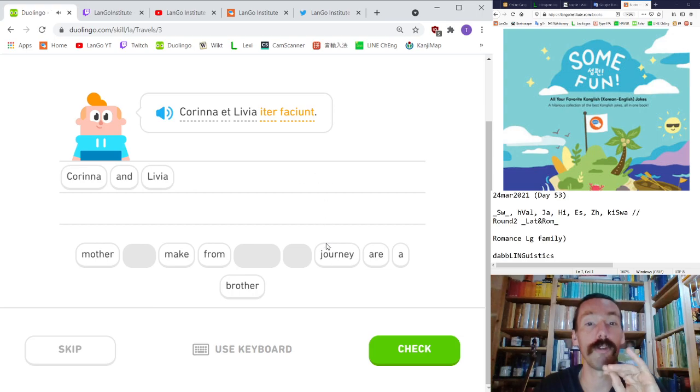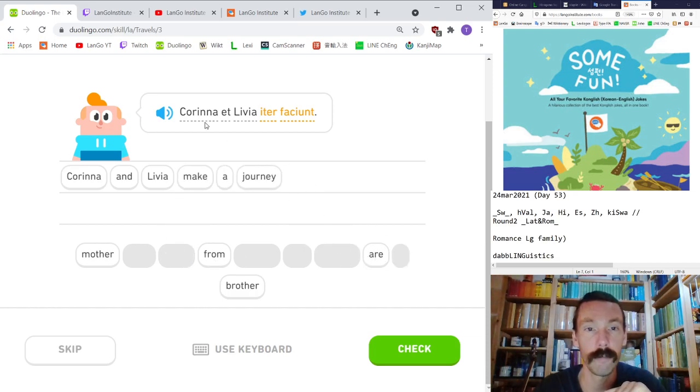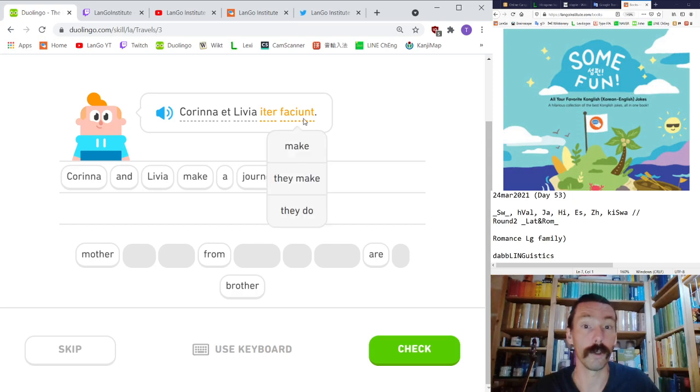Faciunt. Here we have it as a main word. It means to do or to make, say, make a journey. Iter is a noun for the road. Make a journey. There's no a. And that's it. So grammatical things are marked at the ends. This NT in faciunt shows us that the subject of the verb is a group of people, third person, so neither the speaker nor the person spoken to. Everybody else in the world is in the third-person category. So, plural. Faciunt. Corinna, Livia, two singular persons named, conjoined, so it's more than one, and the verb's going to be in the plural.